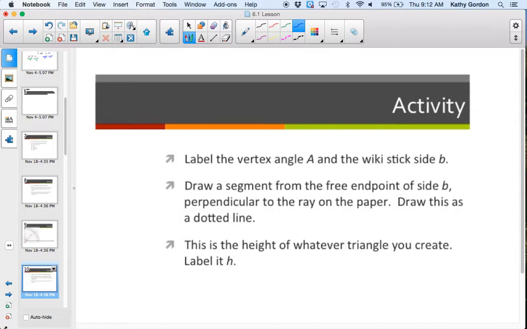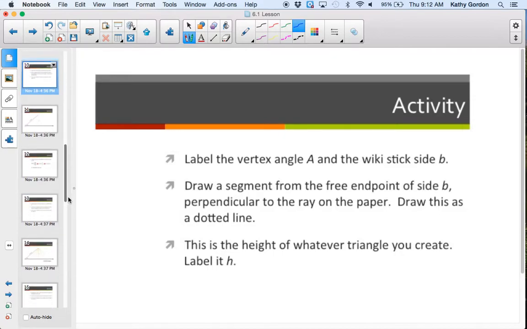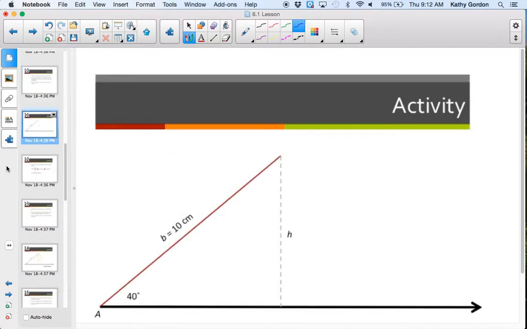I'm saying on the other end of that, the free endpoint, you're going to draw this perpendicular down and label that H, because that's going to be the height of any triangle we create. And this vertex down here is going to be your angle A. Okay, everybody got that? It should look something like this: you've got angle A down here, you've labeled this as side B, which should be your 10 centimeter wiki stick, and you've drawn this line down and labeled it H. Okay, got it? All right.